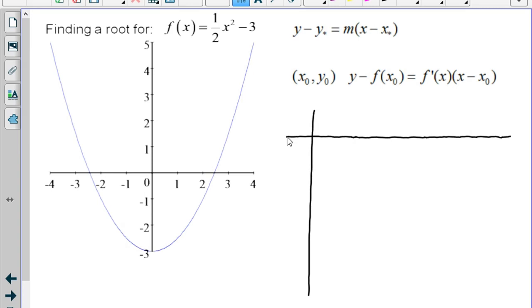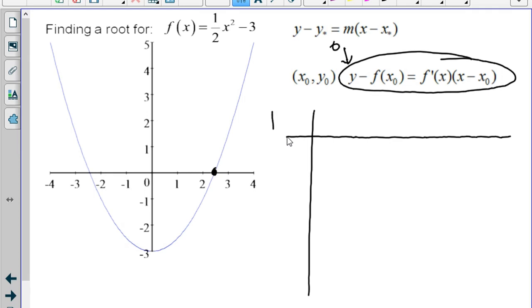Now, you could take this equation and solve it for x every time, and that gets you your next x value. Remember that we're always making y equal to 0 because we're trying to approximate where this ends up equaling 0 here. So we want to get a 0. But I don't really feel like that is the best use of our time. So I like to make a table.